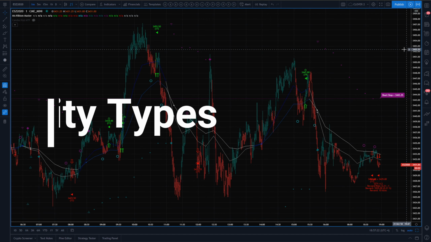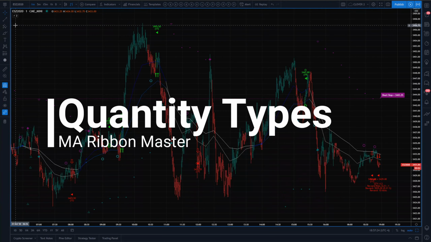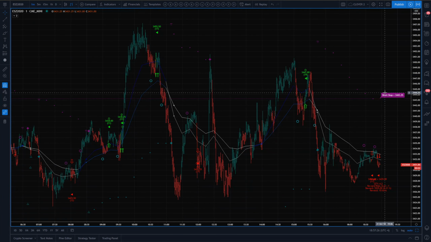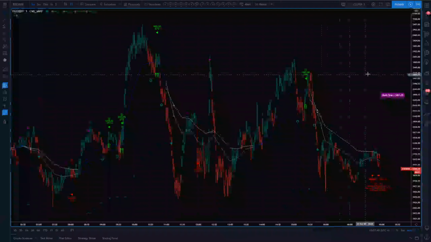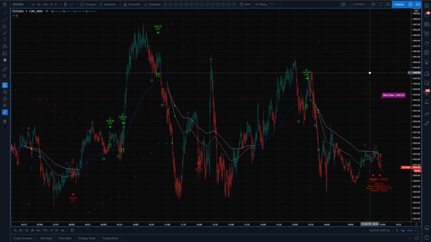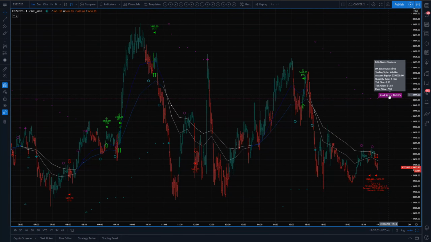One of the most important features that was introduced into this strategy is something that I ported over from a video that I produced a long time ago, called Clover Strategy. This was something where I started quantifying the number of contracts that a trader should use based on the current stop and the risk parameters.